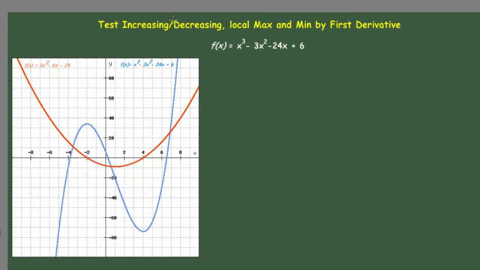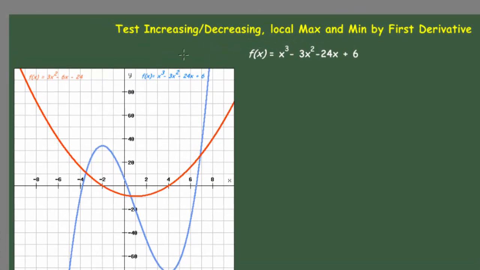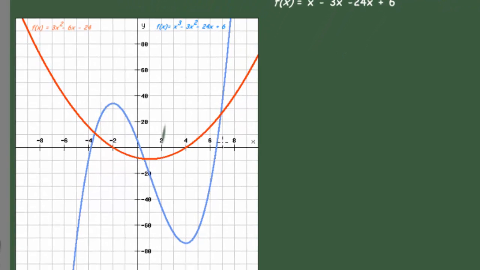Hey, what's up, guys? In this video, we're going to test the function here. We want to test whether the function increases, decreases, has a local max and minimum using the first derivative. This is our function f of x equals x cubed minus 3x squared minus 24x plus 6. We already had a graph of the two functions here.